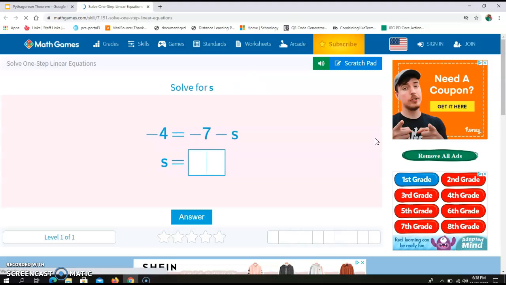Okay, we will just go over a couple of equations just to refresh our knowledge, to make sure that we are very knowledgeable on equations, because that's a big part, and it coincides with today's lesson.